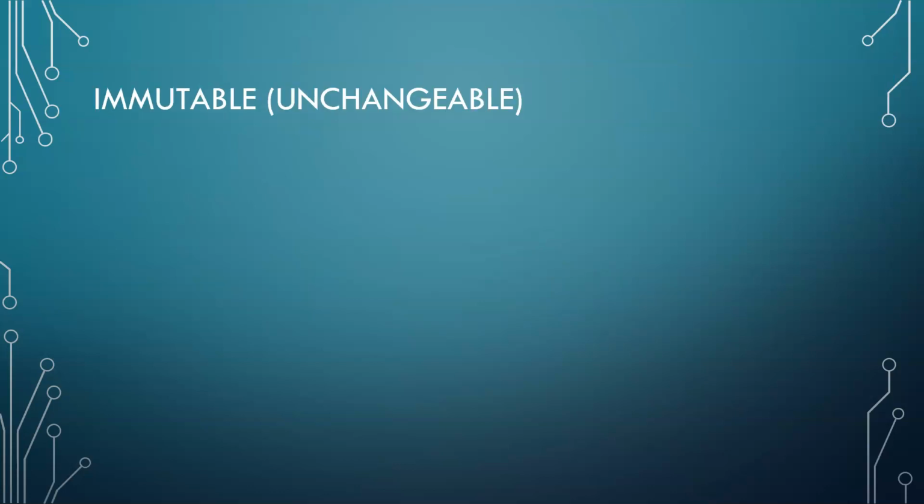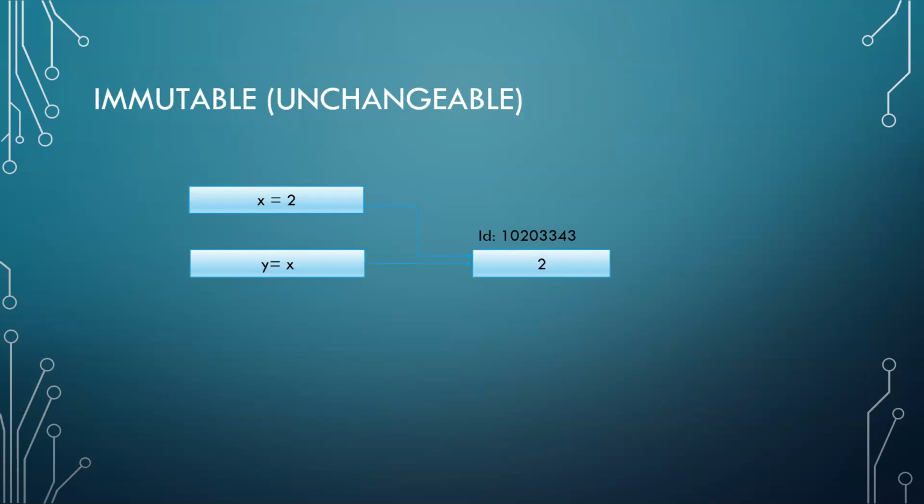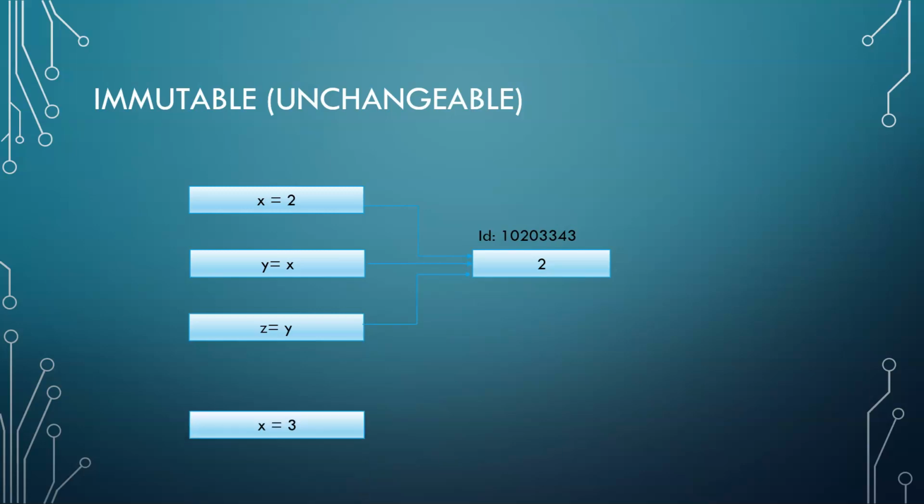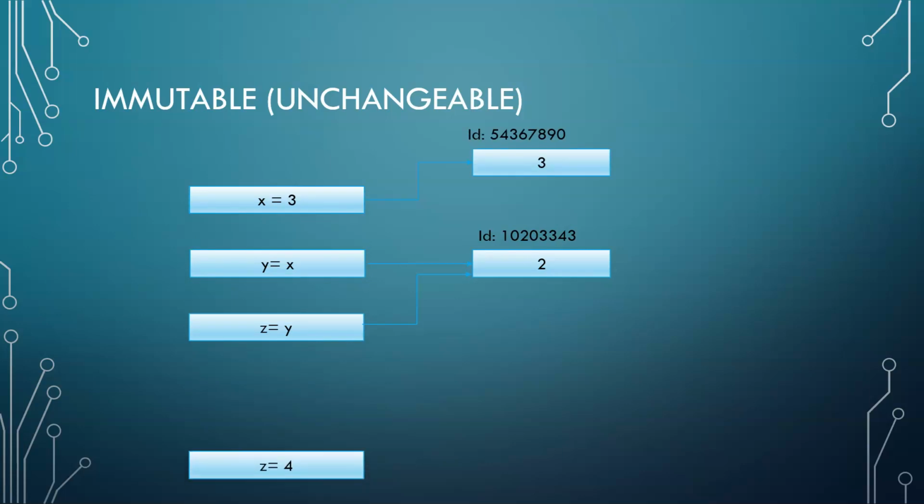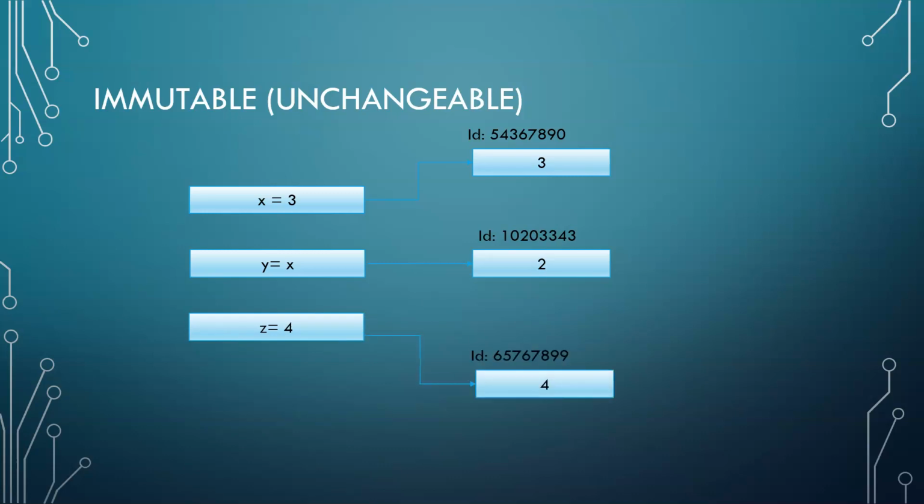Let's see another example of immutable variables. So if we again assign x to 2 and assign y to x and z to y. So all these variables are pointing to the same memory location. And if we update or change x, we will see that now x will be assigned to a new memory location. And if we also change z, and similarly z will be assigned to a new memory location, and y is still pointing to the old memory location.